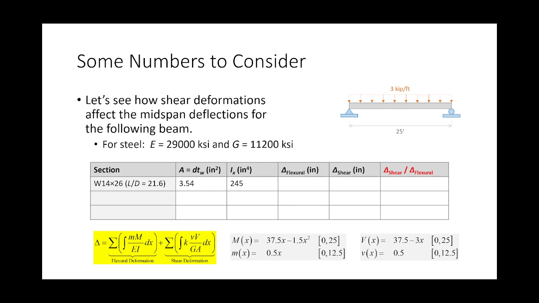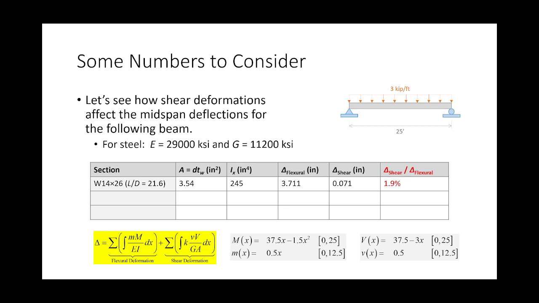All right, let me show you something. Here is a W14x26, okay? Now, if you compute the L over D ratio, how long it is divided by how deep it is, how do we determine about how deep it is? The first number, right? Remember, the first number is about how deep it is, and the second is how heavy it is. So the L over D ratio for this member is about 21.6, okay? Now, if you go through and check everything out, you get that the flexural deformation is about 3.711 inches, and the shear is about 0.071. So it's only about 1.9% of the flexural deformation. It's not really that much, okay?